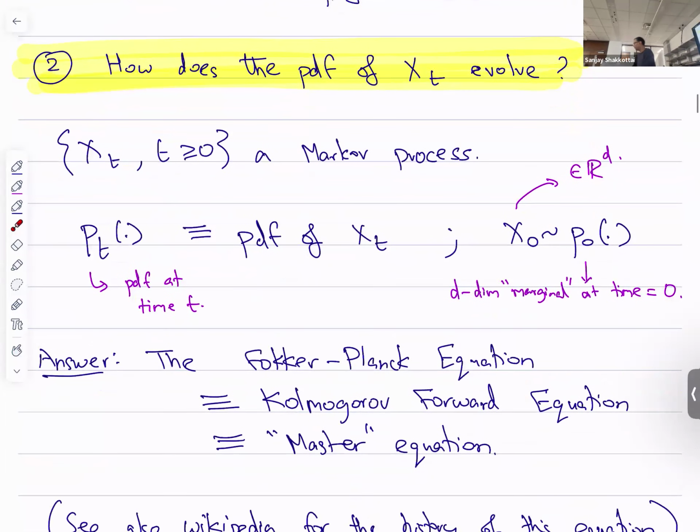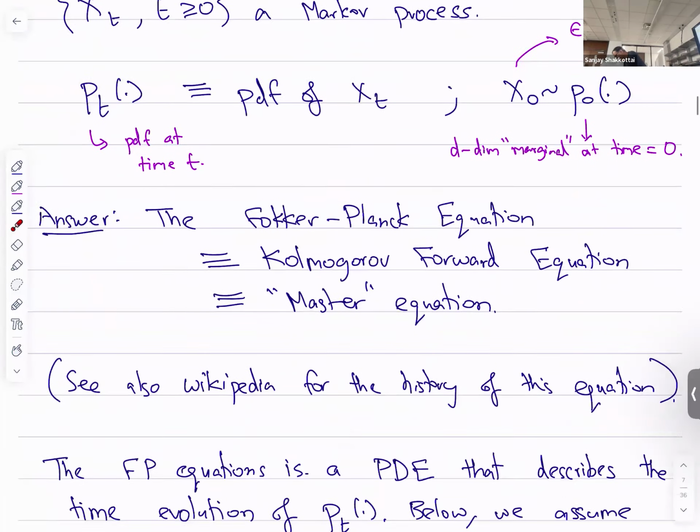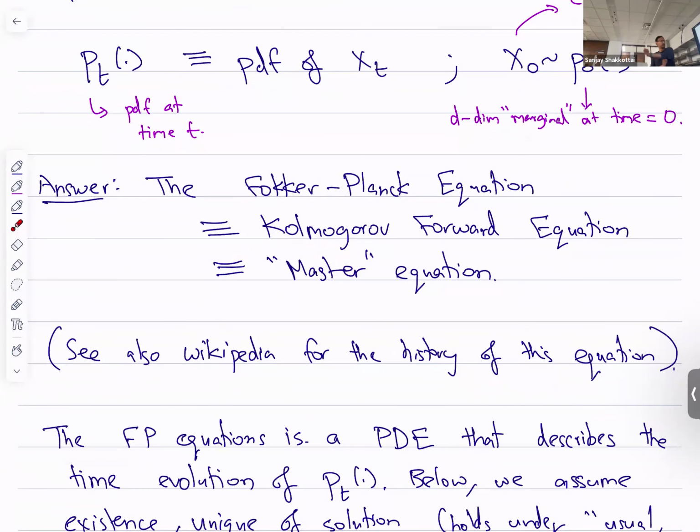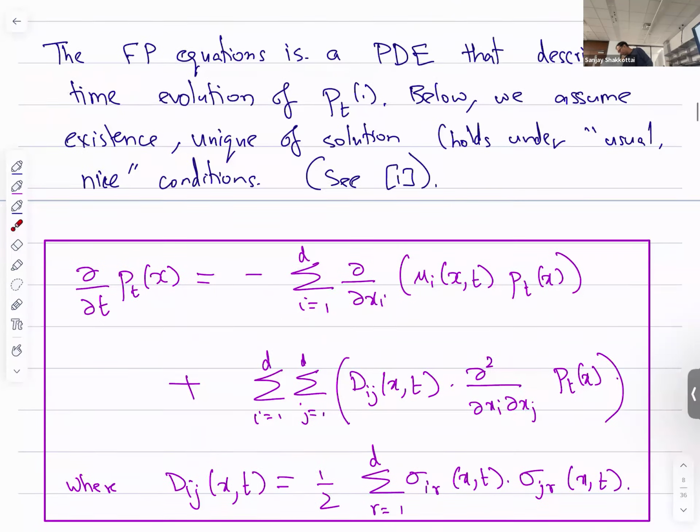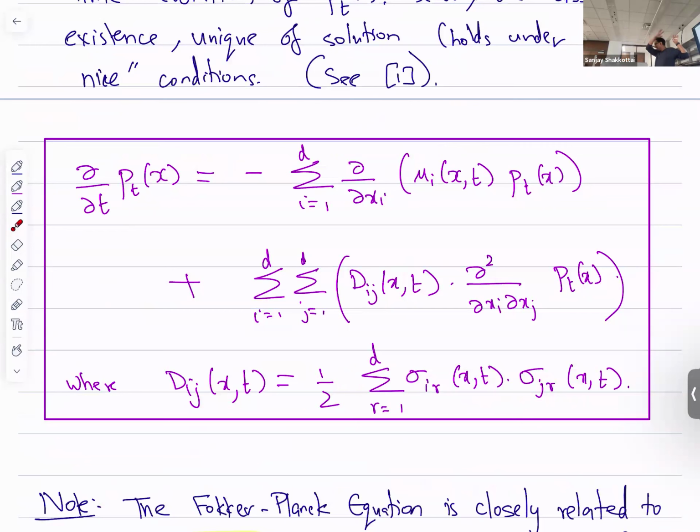Once we understand it, a lot of things will just follow by playing with that equation. This equation is called the Fokker-Planck equation. It's also called the Kolmogorov-Forward equation. It's also called the master equation. There are many names for the same equation. I'll first flash the equation, and then we will derive it and then come back and see what exactly these different terms are.